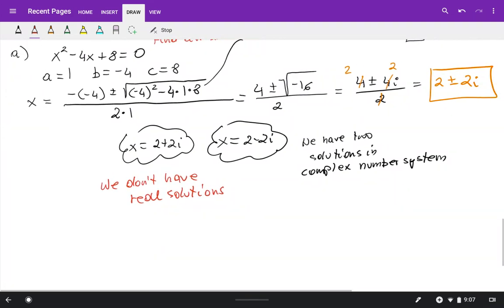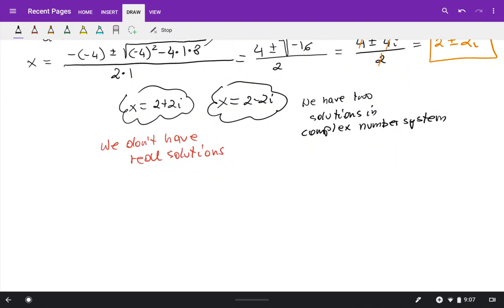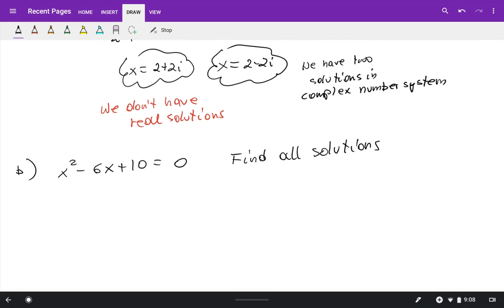And I will do one more. B, we have the quadratic equation x squared minus 6x plus 10 equals 0, and I'm asking you to find all solutions. Okay, so that means we're going to continue even if the number under the square root is negative. So quadratic formula: a is equal to 1, b is equal to negative 6, c is equal to 10.